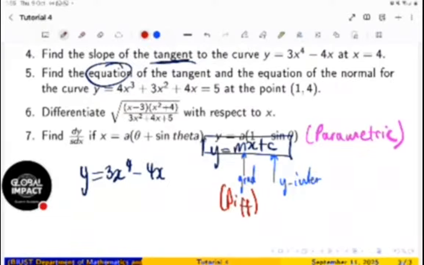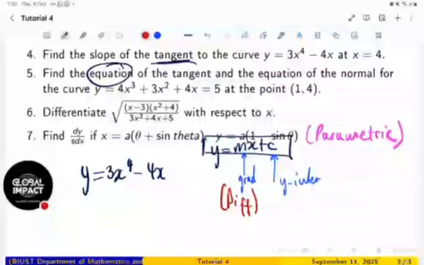So let's differentiate. Here we have y is 3x to the 4 minus 4x. They want the tangent. You say, Mr. Tangent, I don't fear you. I'm going to differentiate and put the point, and that gradient is m.